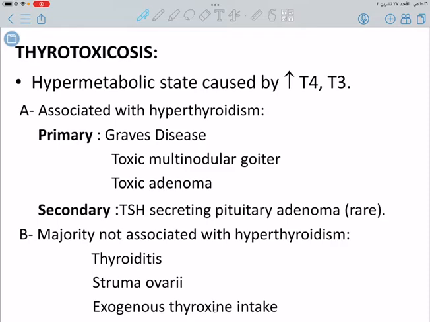In struma ovarii, this ovarian tumor differentiates into thyroid tissue. It looks like an ovarian tumor, an ovarian teratoma, but thyroid tissue came out and these are functioning. This thyroid tissue in the ovary produces T3 and T4 and leads to thyrotoxicosis. Or exogenous thyroxine intake, new drugs from outside. These three cases we mentioned are not associated with hyperthyroid. The thyroid function itself, our follicular cells, are functioning normally, but something is happening that led to elevation of T3 and T4.